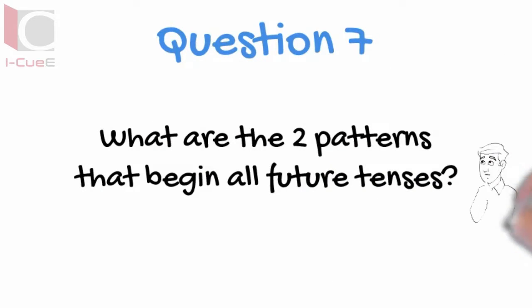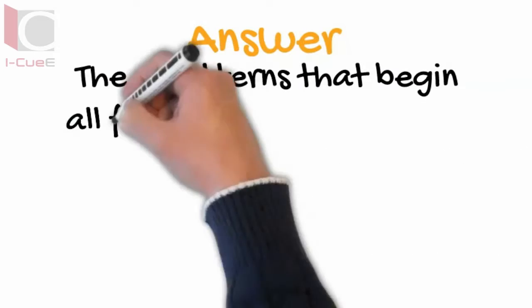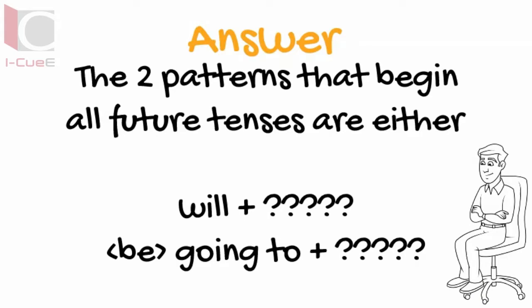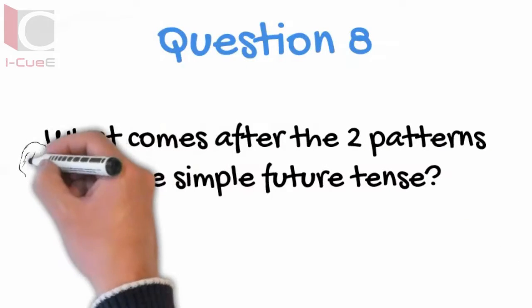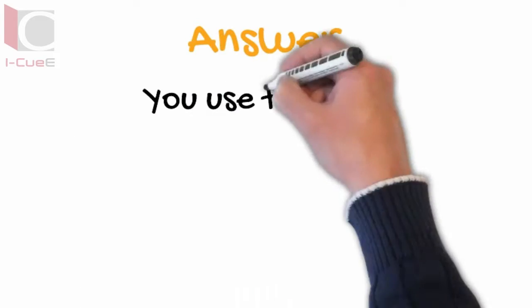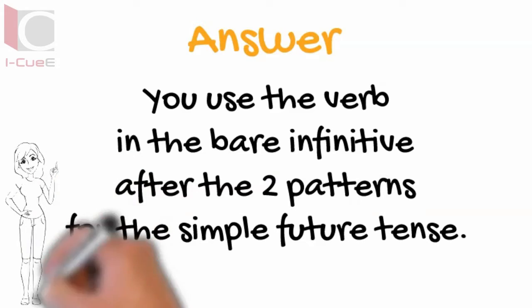What are the two patterns that begin all future tenses? The two patterns that begin all future tenses are either will plus something or be going to plus something. What comes after the two patterns in the simple future tense? You use the verb in the bare infinitive after the two patterns for the simple future tense.